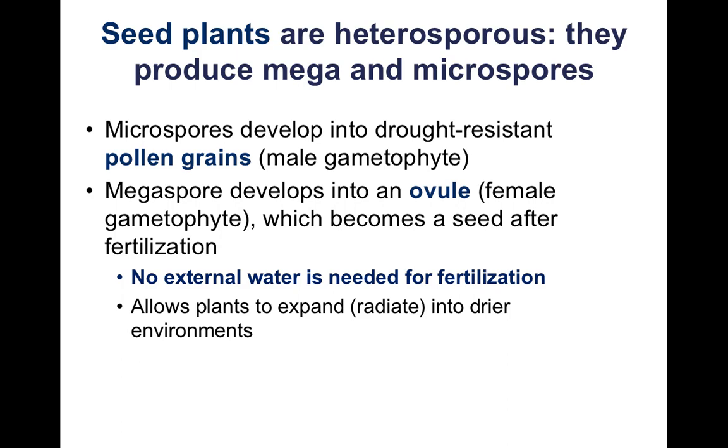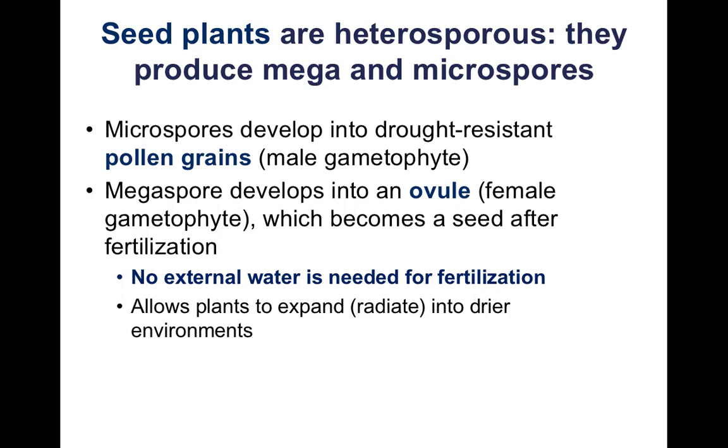Okay, so all that pollen that gets all over your cars, you might have pollen allergies that make you sneeze in the spring or in the summer, that pollen is actually the male gametophyte stage of the gymnosperm and angiosperm life cycle. The other type of spore that these plants are going to produce are megaspores, and megaspores are going to develop into an ovule, which will house the female gametophyte. And eventually this ovule will become a seed after fertilization occurs. So one other thing here is that no external water is needed for fertilization with the seed plants.